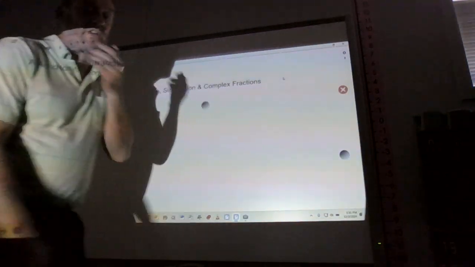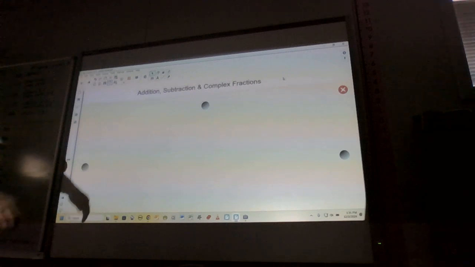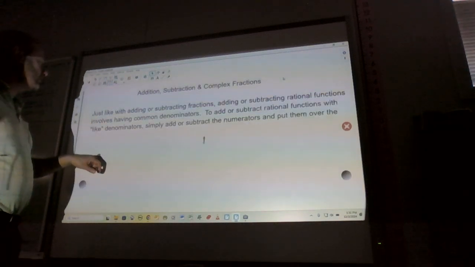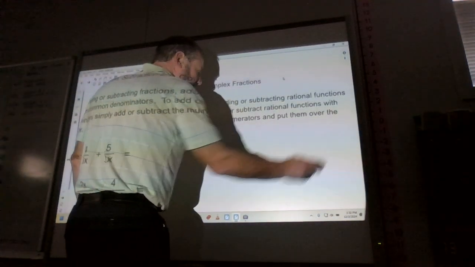Hey guys, today we're going to talk about addition, subtraction, and complex fractions. Just like with adding and subtracting fractions, if you're adding and subtracting rational functions, it involves having a common denominator. To add or subtract rational functions with like denominators, you simply add or subtract the numerators and put them over the denominator, just like you would when you're doing fractions.